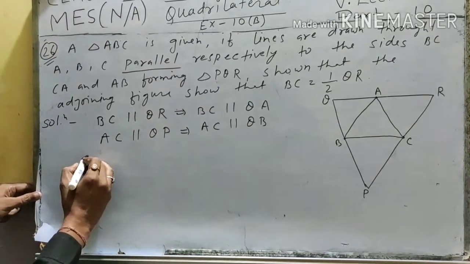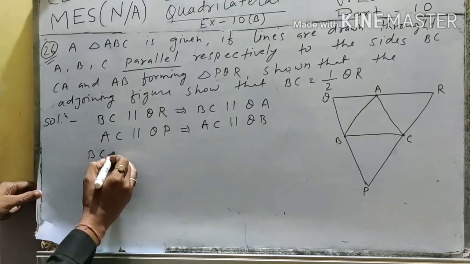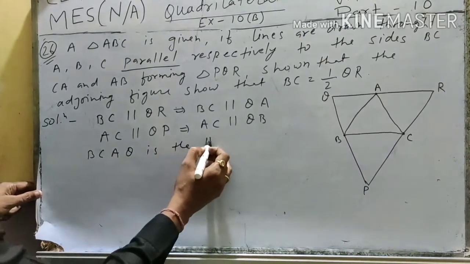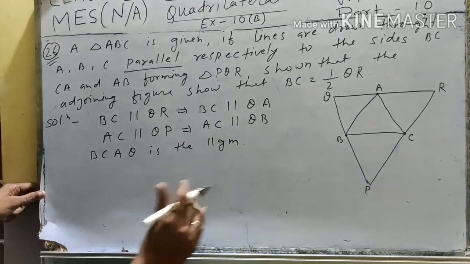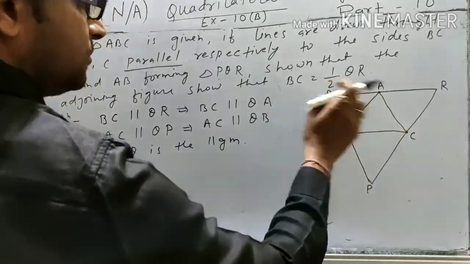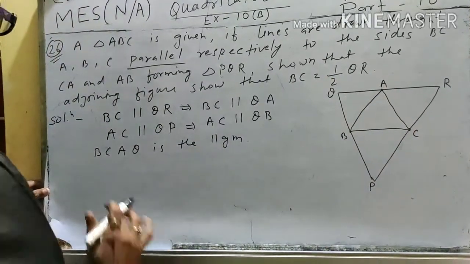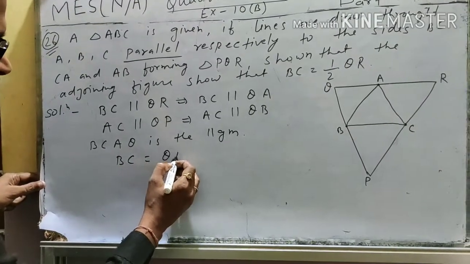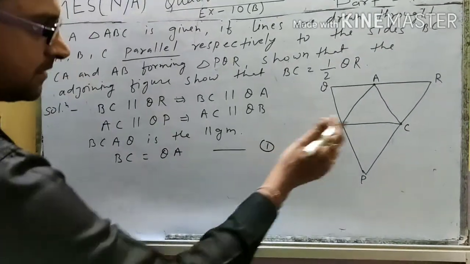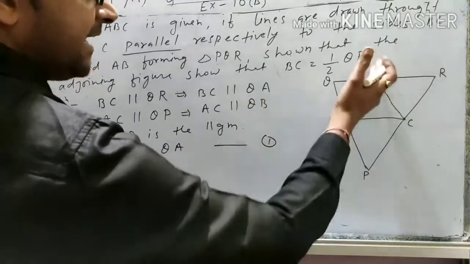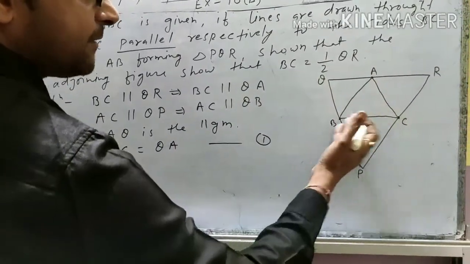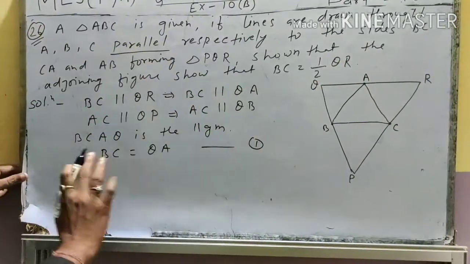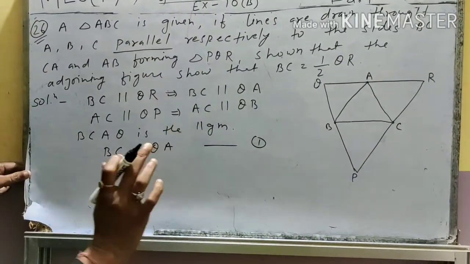So BCAQ is the parallelogram. Okay. So we can write here BC is equal to QA. This is equation first. Because BCAQ is a parallelogram, we can say here BC is equal to QA and AC is equal to QB. This is equation 1. So here write down BC is equal to QA.